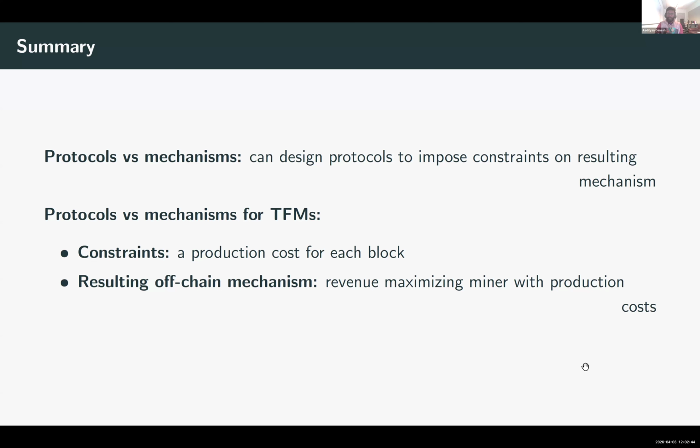Specifically, whatever payments we are charging from users and whatever revenue we calculate to be the off-chain equilibrium, that also happens to be the on-chain payments and revenue. Or sorry, let me rephrase that: whatever the resulting off-chain mechanism is, the way I would think of it is that the miner behaves as if they are a monopolist with production costs. So I'll leave you with these two takeaways for the talk, and I'm happy to take questions.